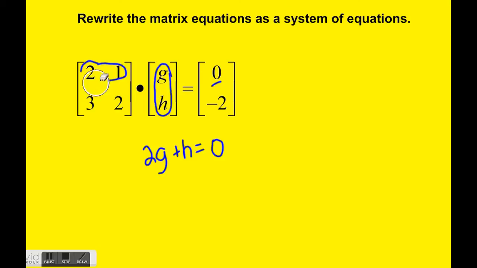For the bottom row of my matrix equation, I'm going to be using 3 and 2. 3 times g is 3g, and 2 times h is 2h, equal to my second solution of negative 2. So I have now rewritten the matrix equation as a system of equations.